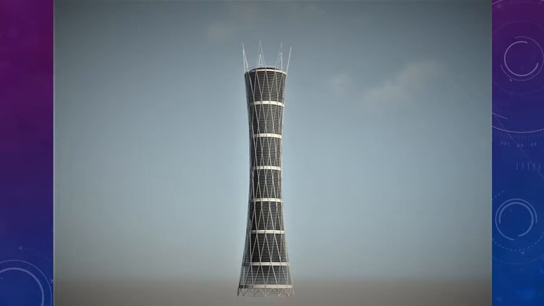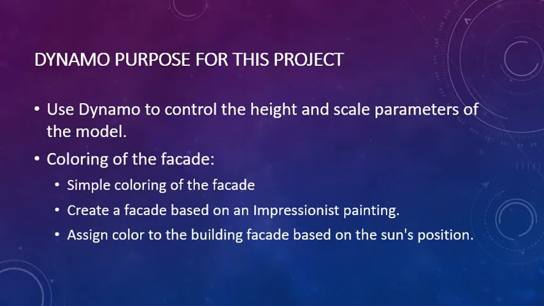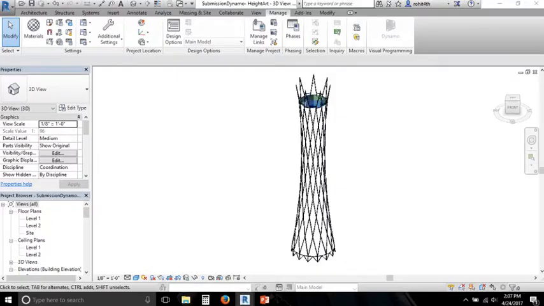This time, the functionality of the Project 1 Revit model was enhanced using the visual programming extension called Dynamo. The purpose of Dynamo for this project was to control the parameters of the mass containing all the families and to color the facade. There are three aspects of coloring the facade, as will be discussed later. This is the original model made in Revit, and on this Dynamo scripting was added.